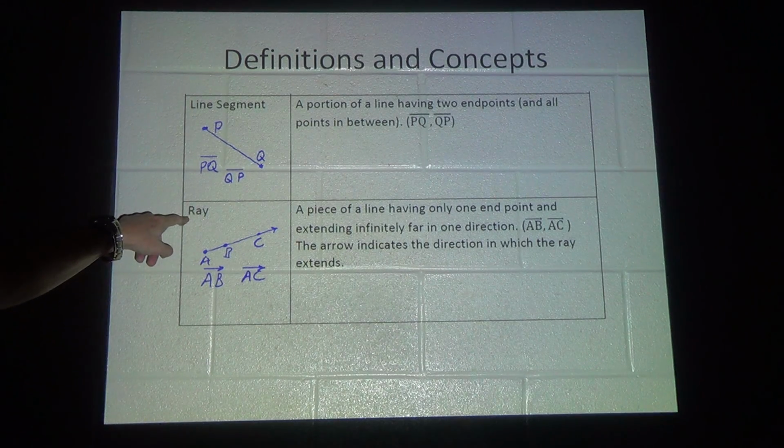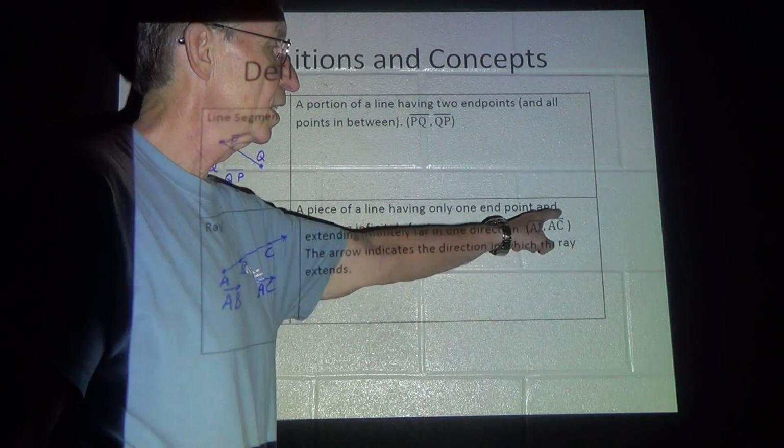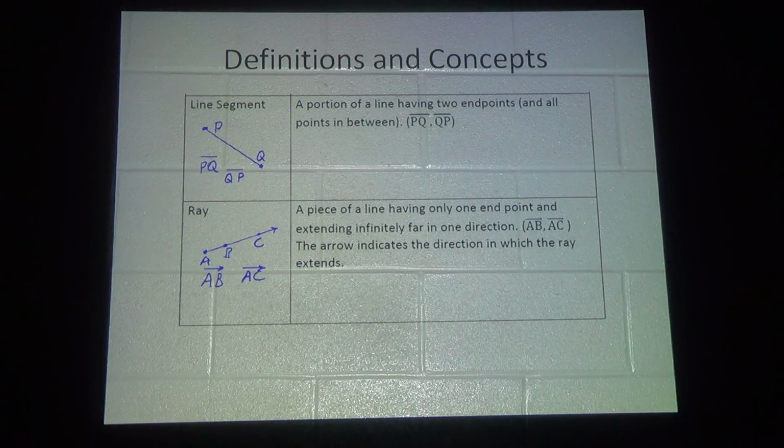Okay, a ray is another thing that happens here. Notice that a ray has a starting point or an end point, and it goes to infinity in the other direction. So it's simply a piece of a line having only one end point, and it extends infinitely far in one direction. Notice that it only has a single arrowhead, and they will always be pointing to the right. The arrow indicates the direction in which the ray extends. They're talking about where does it start and which direction does it go.